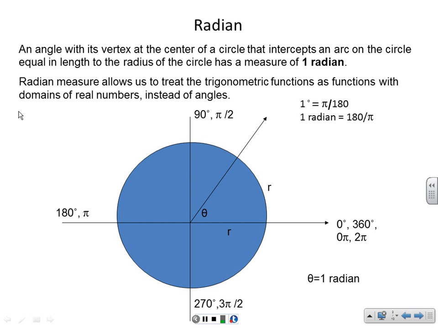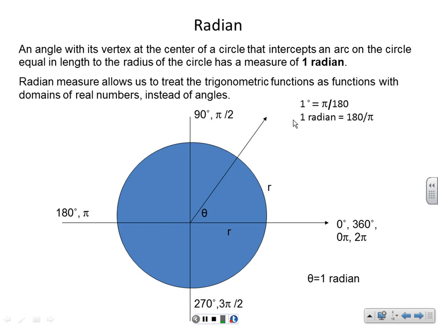And so radian measure allows us to treat the trigonometric functions as functions with domains of real numbers instead of angles, because as of right now we've been talking about our domains being from like 0 to 360 degrees or 0 to 90 degrees or something like that.